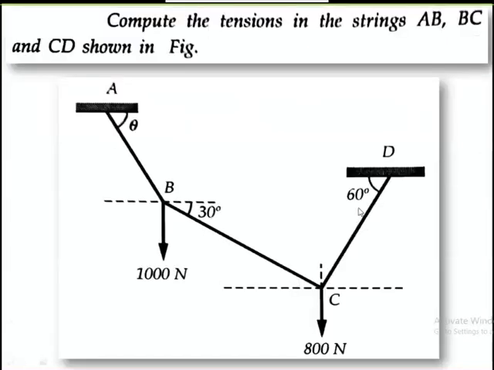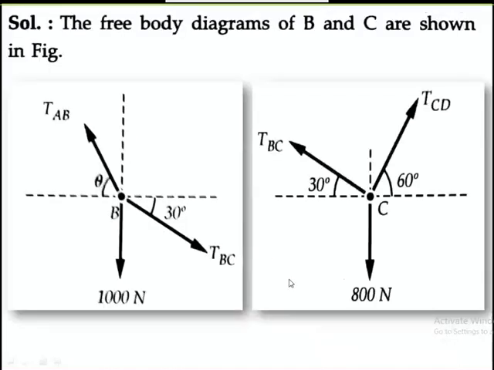TCD is the tension in the string CD, this one is TCB, and this one is 800 Newton. If this is 60 degrees, this is also 60 because of alternate angles. If this is 30, this is also 30. We know this, and we have written here TCD, inclined at 60 degrees, TBC at 30, and this is 800 Newton. And this value is theta, it is given, just write it as theta.